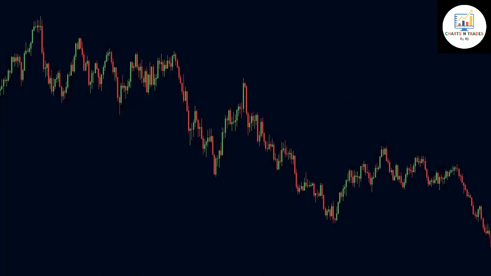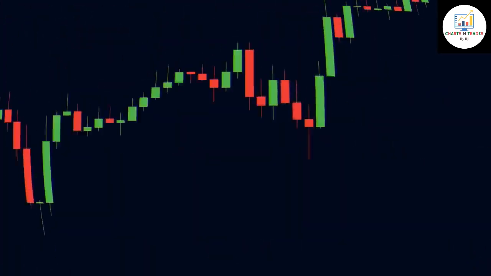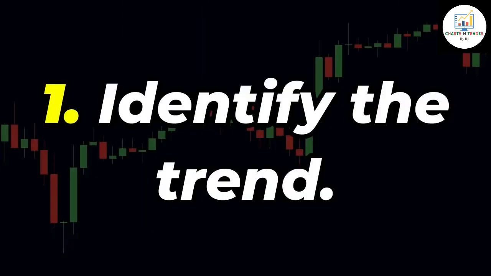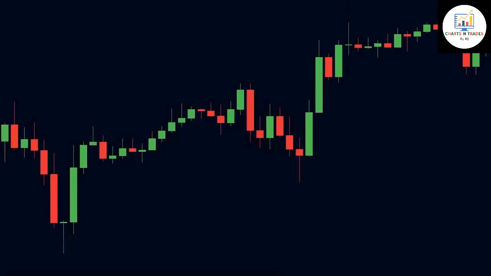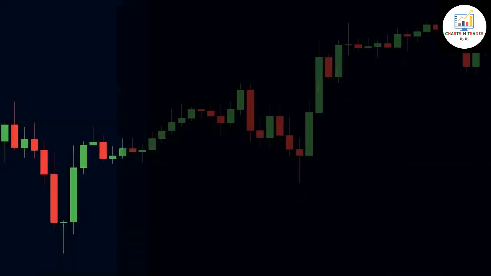So this was the theoretical part of Fibonacci trading. Now let's learn how to use the Fibonacci retracement tool to identify and trade the markets. First, let's understand the basic framework of the strategy. The first step is to identify the trend. This strategy is a trend-following strategy. Therefore, we will first identify the trend, and we will only trade in the direction of the trend.